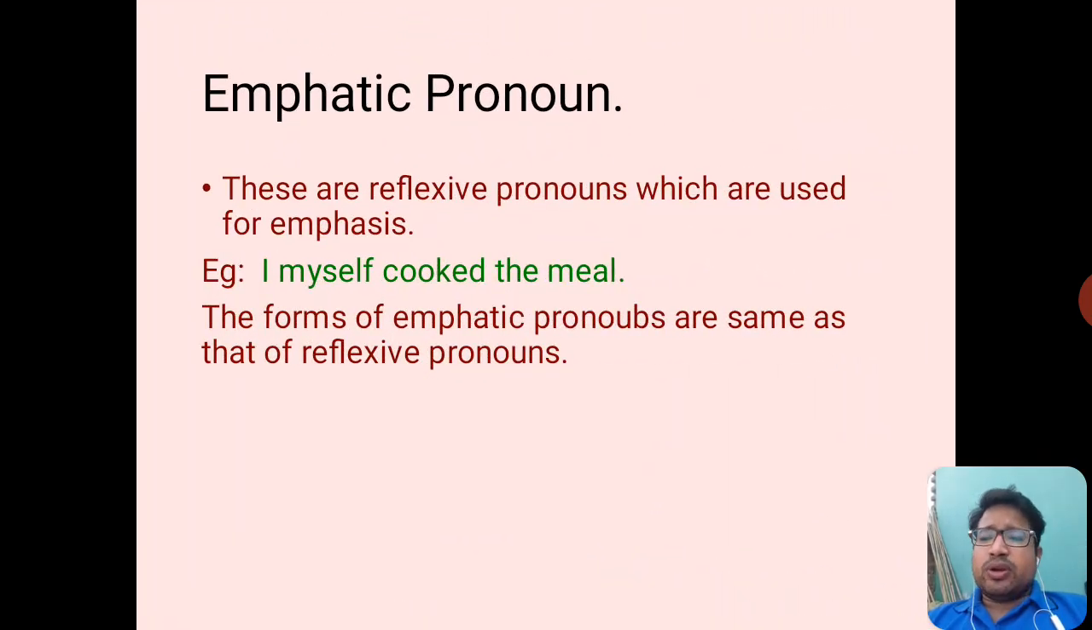Emphatic pronouns, you can say, are another category of reflexive pronouns. In emphatic pronouns we use the reflexive forms for emphasis, just as I said in the previous example, that I cooked this meal myself. I myself cooked this meal. The emphasis is on the fact that I did it myself, nobody else did. The forms of the emphatic pronouns are the same as the reflexive pronouns. So the forms, as we have read in the singular and plural numbers, are similar to the reflexive pronouns.